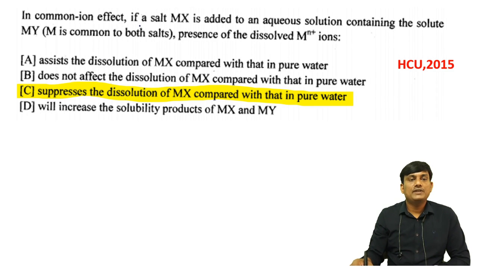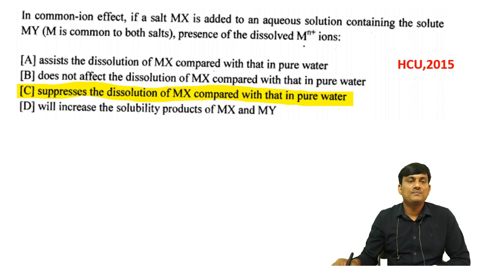In common ion effect, if a salt MX is added to an aqueous solution containing the solute MY, M is common to both the salts, in presence of the dissolved M n plus ions. In common ion effect, the common ion suppresses the solubility or dissolution of salt MX. So what is the correct option? Suppresses the dissolution of MX compared with that in pure water.